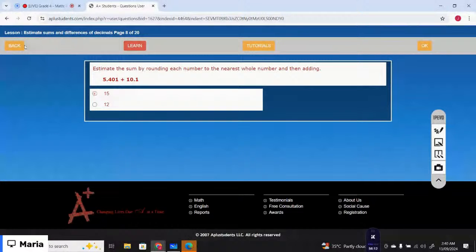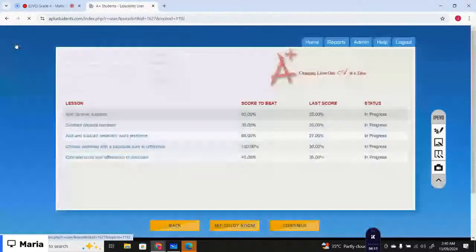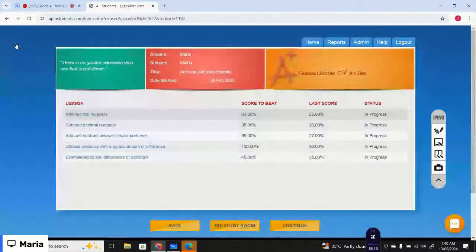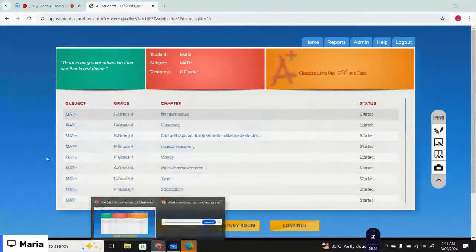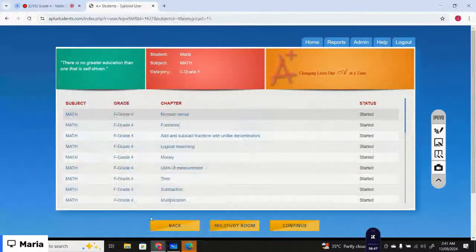Okay, you can complete the lesson by yourself later today. So, we were working on grade 4 math. The chapter we're working on is add and subtract decimals. And the lessons we have covered today are add decimal numbers, subtract decimal numbers, choose decimals with particular sum or difference, and estimate sums and differences of decimals, right? So please make sure before the next session you complete all the practice questions for the lessons we just did. That is your homework until the next session, right?